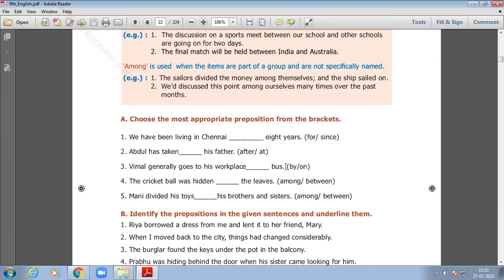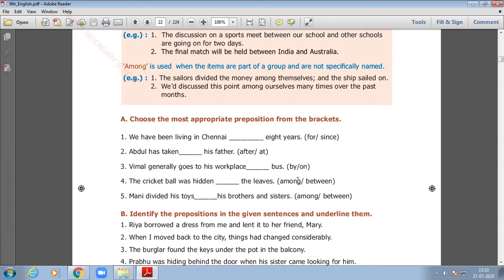See, you are given two options here. How do you come to school? Do you come to school on bus or by bus? Okay, see, this is how you are provided with two words there. Now you just place it, understand the sense there, and fix a word there. The cricket ball was hidden.